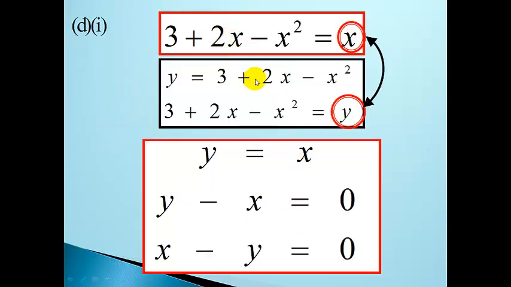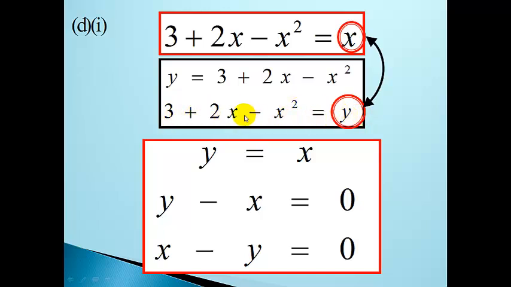Now, we have to solve 3 plus 2x minus x squared equals x. But let's look at our relation. y equals 3 plus 2x minus x squared. Now, arranging the relation to look like the question we have to solve, we have 3 plus 2x minus x squared is equal to y. Now, when you compare the left-hand side, you can see that the left-hand side of this equation, 3 plus 2x minus x squared equals x, is the same as the left-hand side of 3 plus 2x minus x squared equals y.